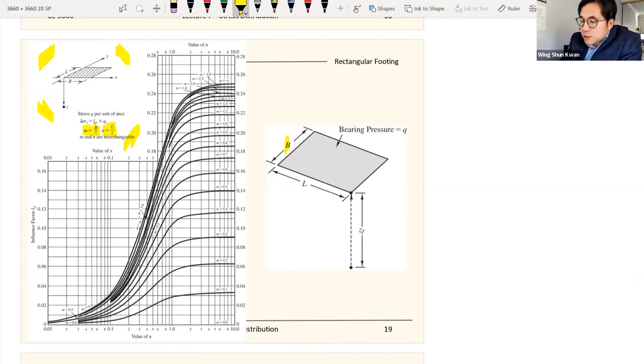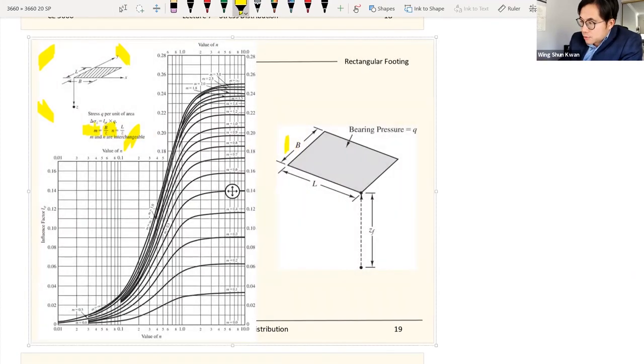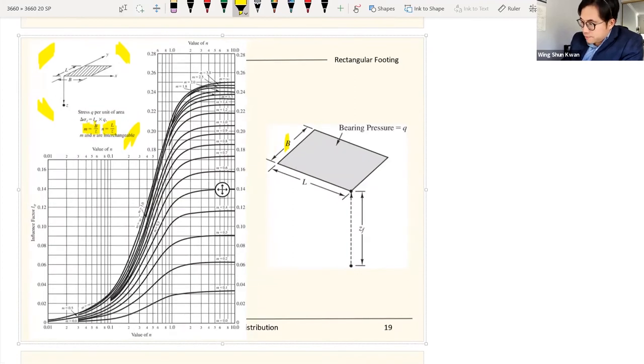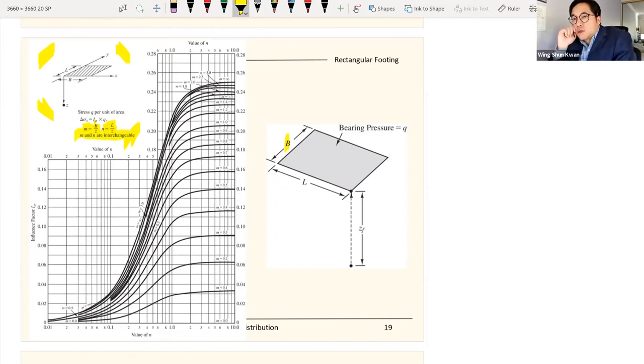They also mention that M and N are interchangeable. Which means M can also be L over Z, and N can also be B over Z, but you just cannot repeat. You can exchange those two terms. So M is B over Z, N is equal to L over Z. You can do it this way, or you can do it this way too.